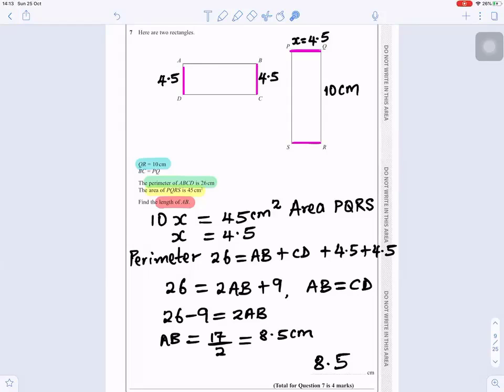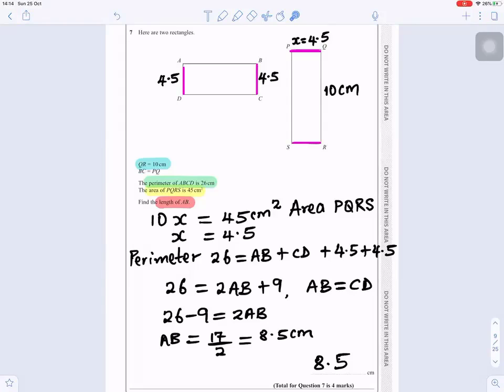So we look at PQRS and work out the area. The area of a rectangle is length times width. So we multiply 10 times x. It should give us the area of 45 centimeters squared. But what number do you multiply by 10 to get 45? 4.5. So x is 4.5. Now you know x is 4.5, which is PQ, and that value is the same as BC, which is 4.5.